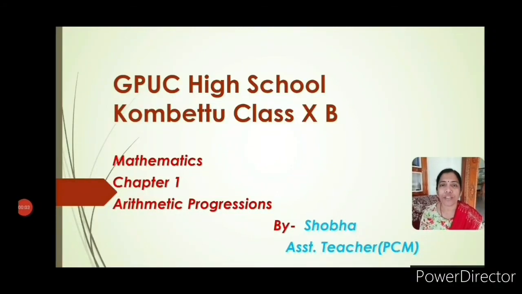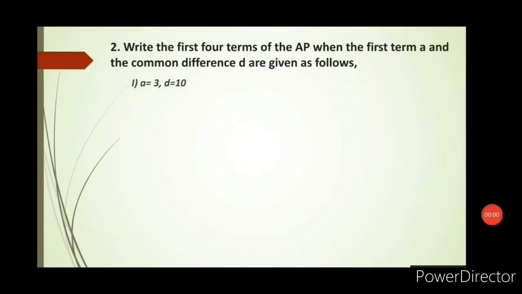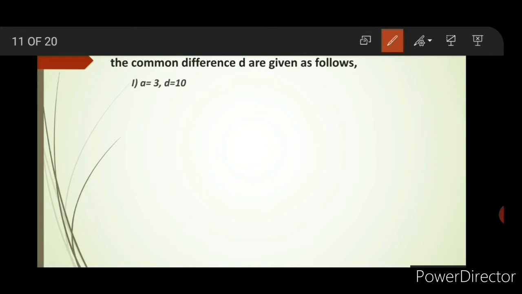Welcome back, students. Today let us solve some more problems on arithmetic progressions. Write the first four terms of the AP when the first term A and the common difference D are given. See, first term A in this problem is 3 and common difference D is equal to 10. Now, find the first four terms. The first term A is already given, so A is equal to 3.